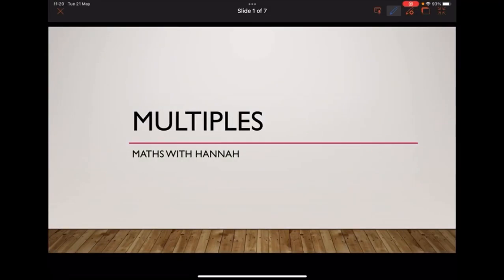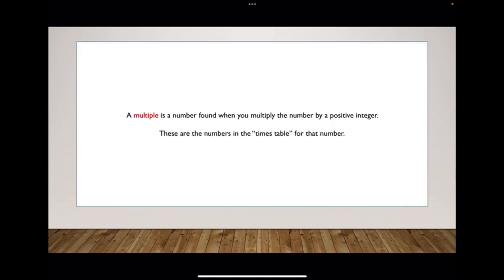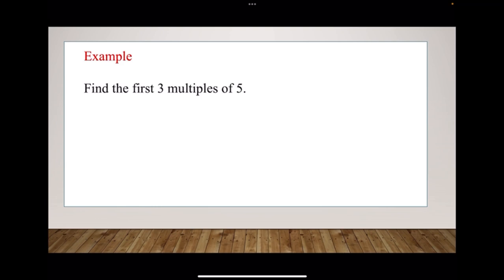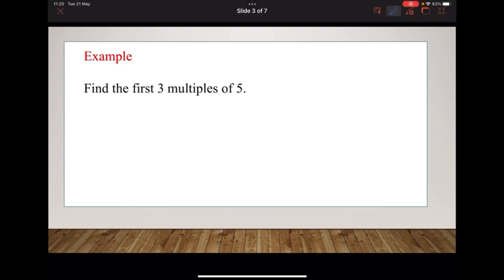In this video, we are going to look at multiples of a number. So a multiple is a number that you find when you multiply that number by a positive integer. These are often referred to as numbers in its times table. So let's have a look at how we can find the first multiples of a number.